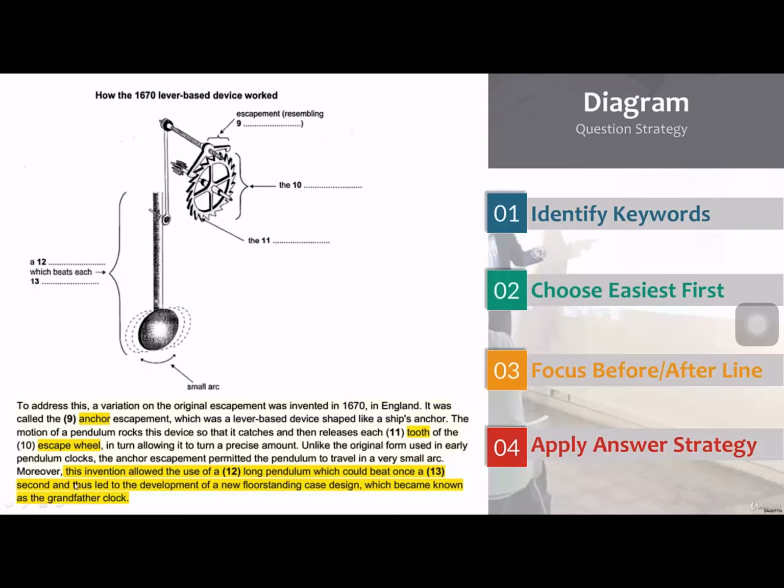And then for number 12 and 13, we're right here. I know 12 and 13 are connected together because it has a blank which beats each. Moreover, this invention allowed the use of a long pendulum which could beat once a second. Which could beat once a is a synonym for which beats each. Each is a synonym for a. That means number 13 is second. And what's before that is long pendulum. Now, if you just put pendulum, you will be marked correct also, okay?